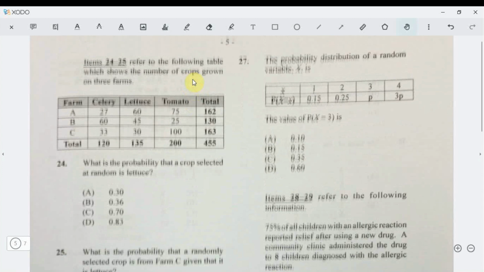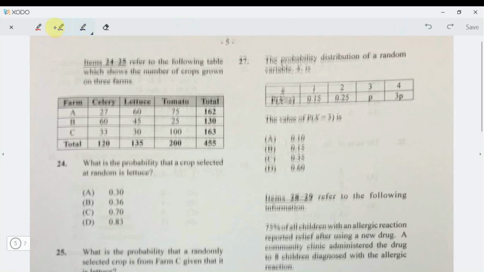Alright, question 24. It refers to the following table which shows the number of crops grown on 3 farms. What is the probability that a crop selected at random is lettuce? I know this page is also a little bit blurry. I don't know who took these pictures, but I just got them this way. So what is the probability that the crop selected at random is lettuce?